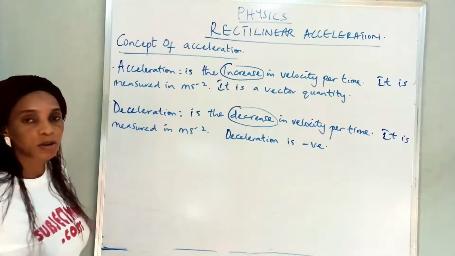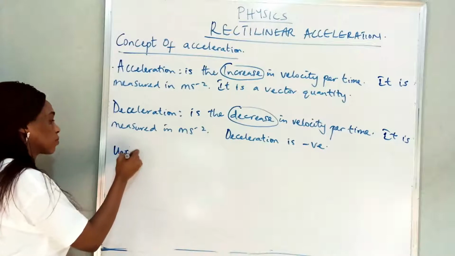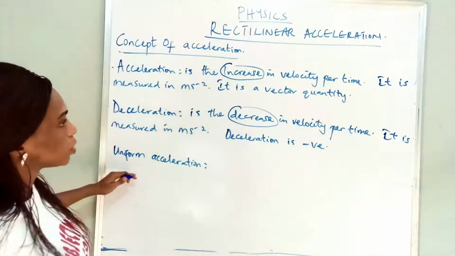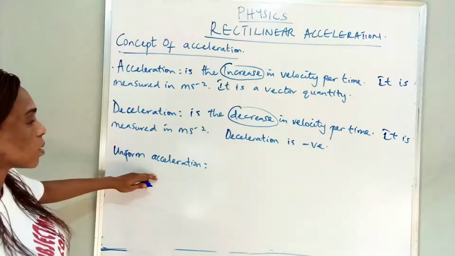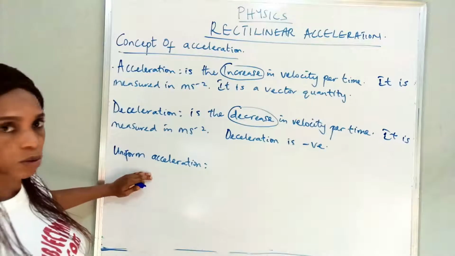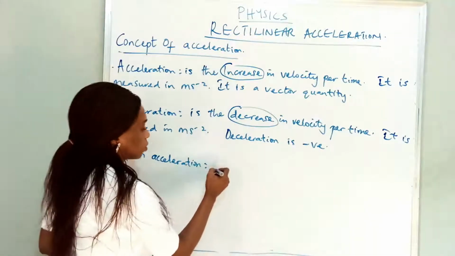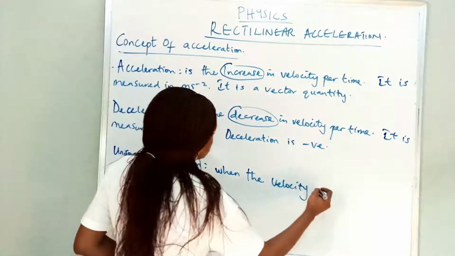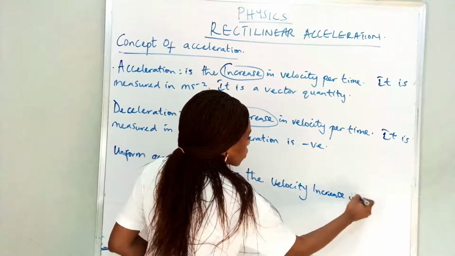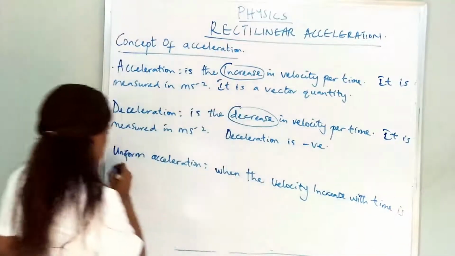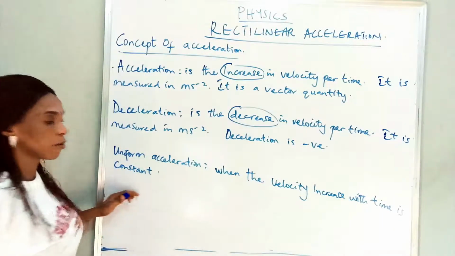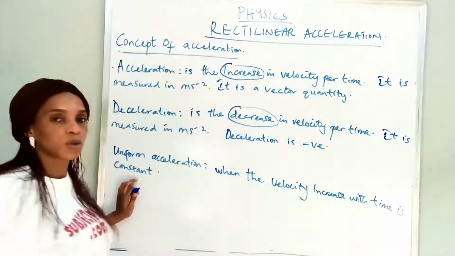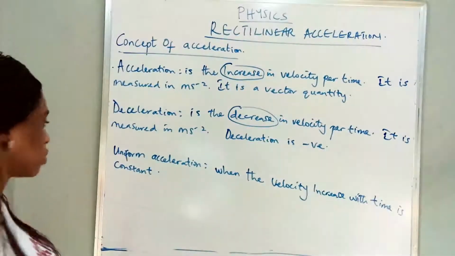Another concept I would like us to look at is uniform acceleration. When the change in velocity per time is constant, then we can talk of uniform acceleration. While on the other hand, when the velocity increase with time is not constant, we talk of non-uniform acceleration. So quickly, let me explain this.